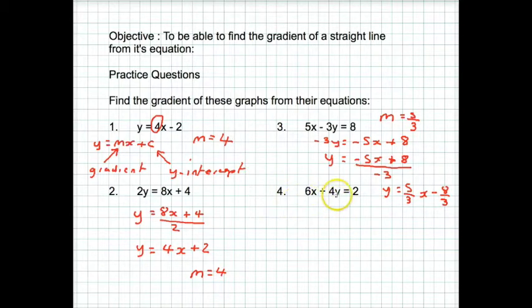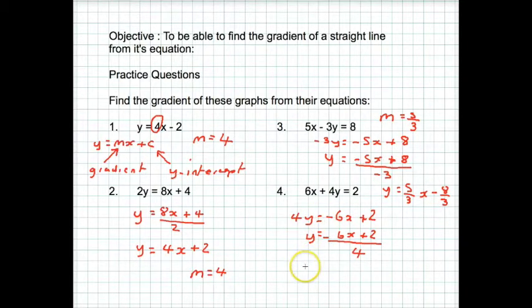Question 4 then finally. Same thing, we need to rearrange this. So we're going to take the 6x to the other side. So I get 4y equals negative 6x plus 2. Now I'm going to take the 4 over, so y is going to equal negative 6x plus 2, all divided by 4.